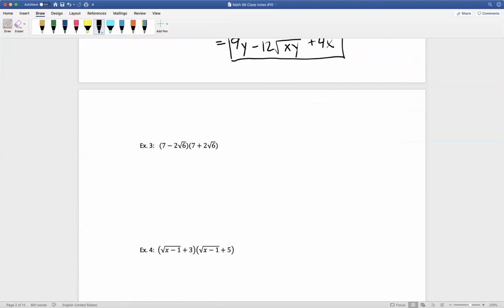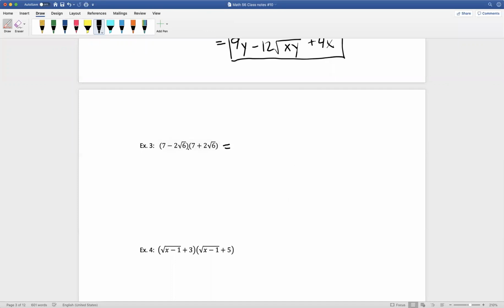Try number 3. Try this one on your own. Okay. So, sorry about that. We're going to treat this guy the same way as we treated the one above it. It's a binomial times a binomial.